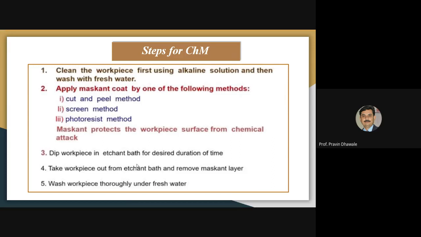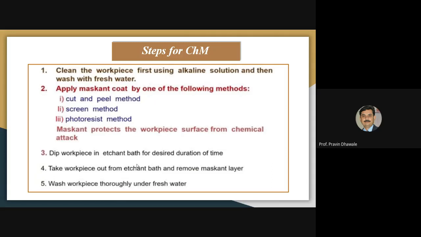The first step is to clean the workpiece by using alkaline solution, and then wash it with fresh water. Whatever workpiece you have chosen for the chemical machining, first you have to clean this workpiece by using alkaline solution and then by fresh water.